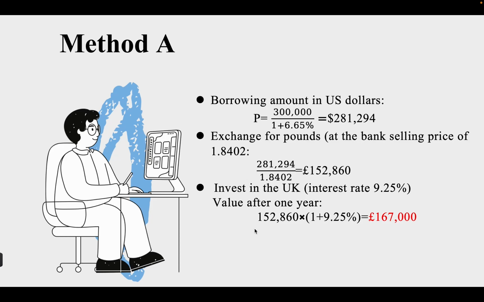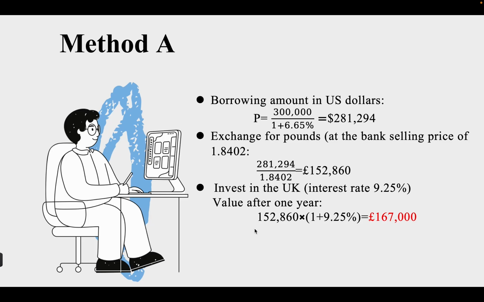The specific borrowing amount is matched to the $300,000 in collections after 1 year, taking into account the US interest rate of 6.65% per annum, calculated by the present value formula. $300,000 divided by 1.0665 gives the amount we need to borrow now: $281,294. This step determines how many dollars need to be borrowed now in order to have $300,000 to repay the loan after 1 year.